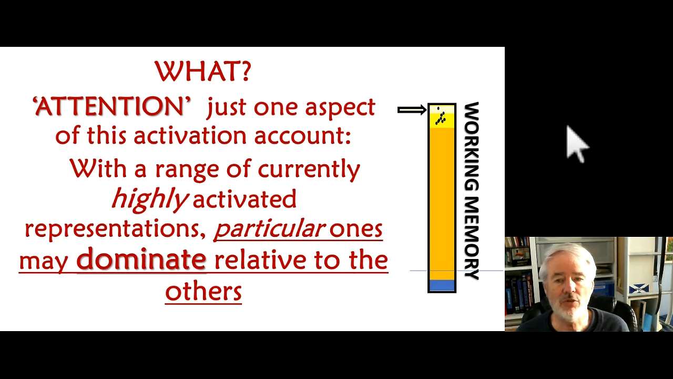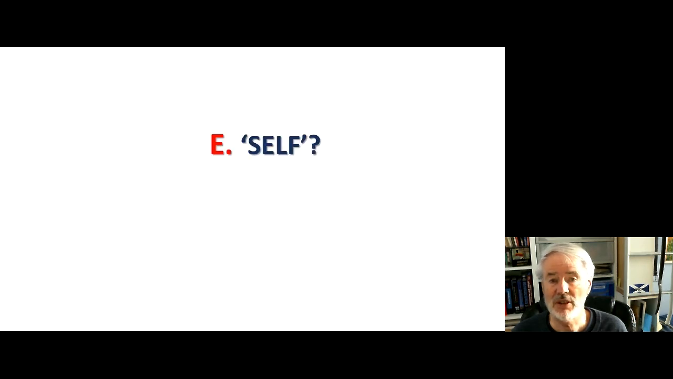So imagine that you've got a range of currently highly activated representations. They're in that sort of pale yellow area. Particular ones may dominate relative to the others. So attention is where you get this idea of some representations dominating over all the other ones, and that is what we informally and pre-scientifically refer to as attention. So that's what we think is appropriate.